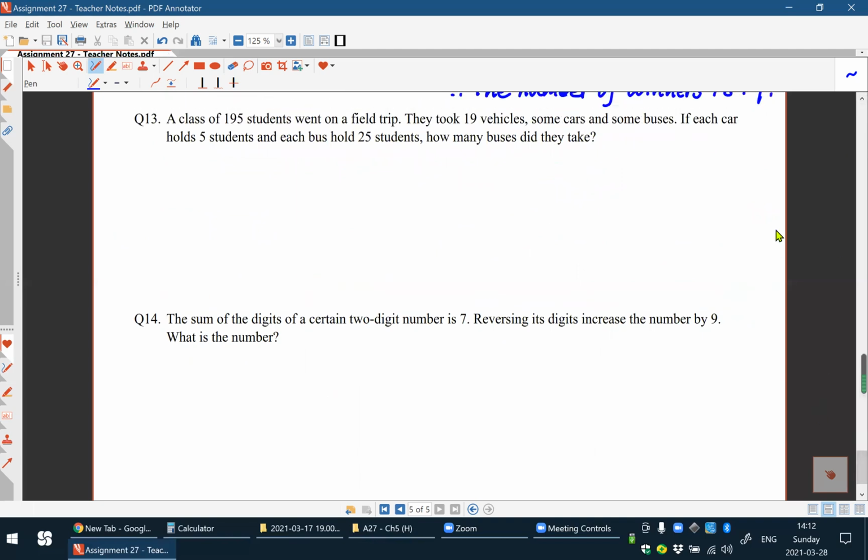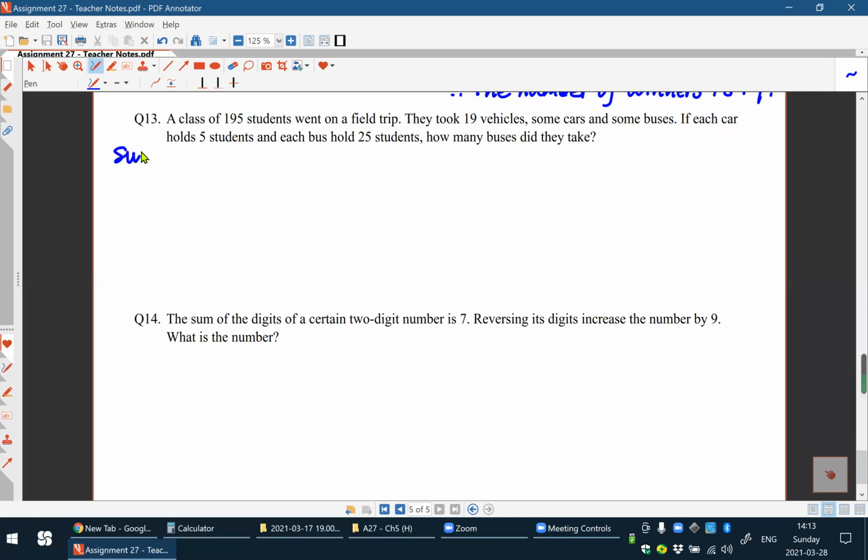A class of 195 students went on a field trip. They took 19 vehicles, some cars and some buses. If each car holds 5 students and each bus holds 25 students, how many buses did they use? Okay, so we don't know the number of buses used and the number of cars used, right?